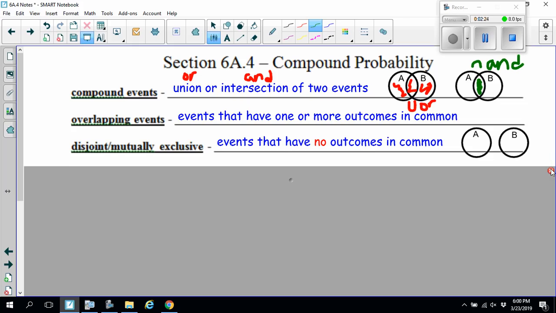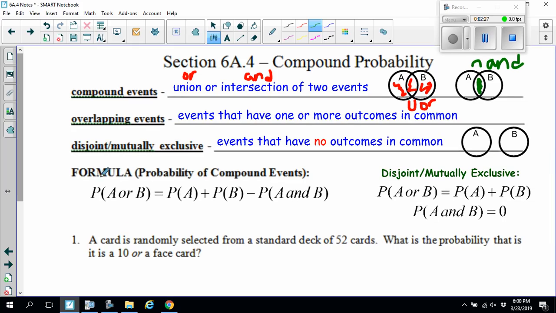Okay, now let's talk about our little formulas for this. The probability of a compound event. If you have an or event, the probability of A or B, to figure that out we do the probability of A plus the probability of B, and now we subtract the probability of A and B. What we're basically doing with this is subtracting the double count, because we don't want to include that middle part where A and B intersect, okay?